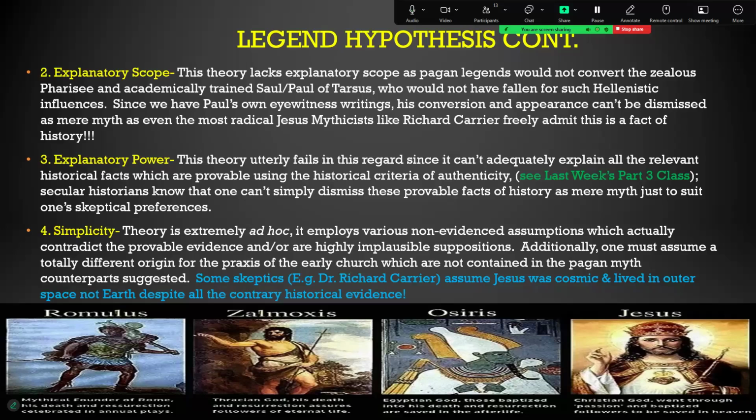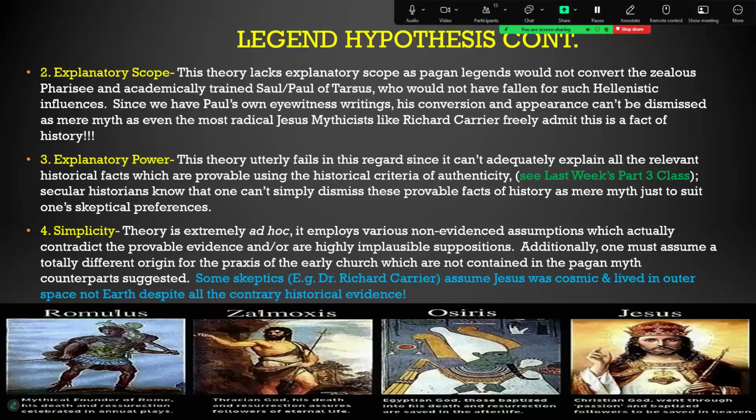But if you're saying the disciples just got together and invented Jesus as a mythical being, well, then why do we have James, who's said to be his brother in the first place? A myth has a real world brother? That doesn't make any sense. In terms of simplicity, lastly, this theory is entirely ad hoc. It has various non-evidenced assumptions that it employs. And in fact, the assumptions it makes even contradict the actual provable evidence.